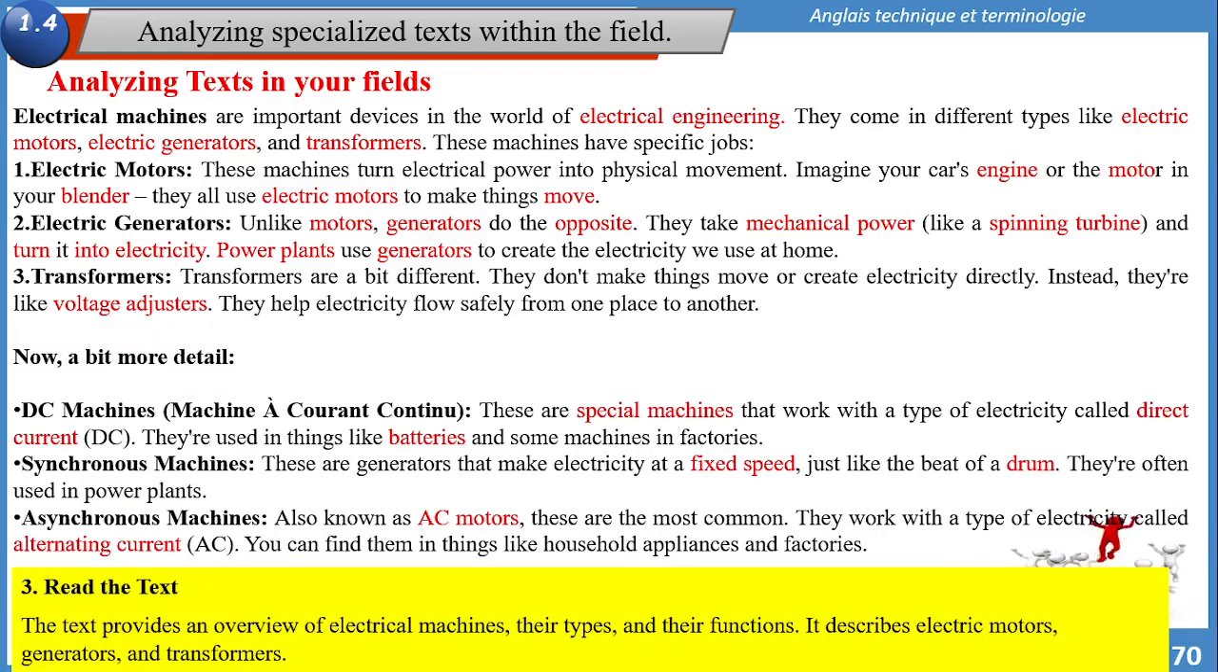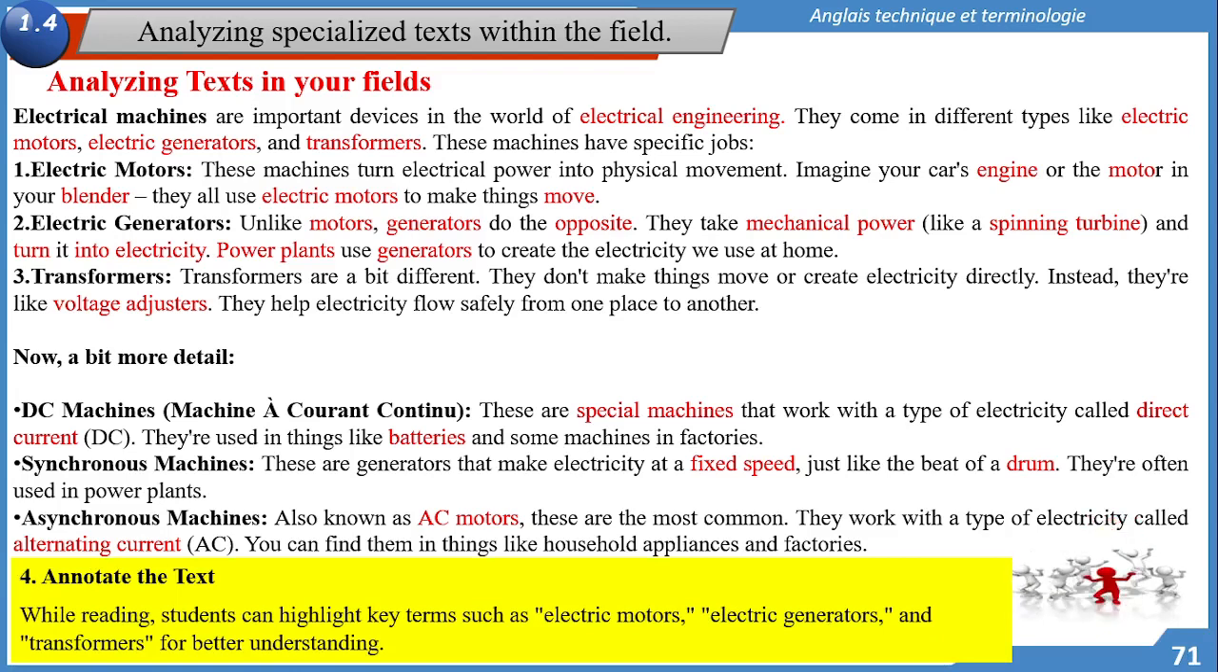So when you read this text, you could find the main idea, extract keywords, etc. So the text here gives information about electrical machines. It talks about the different kinds of electrical machines like electric motors, generators and transformers and what they do. Okay.